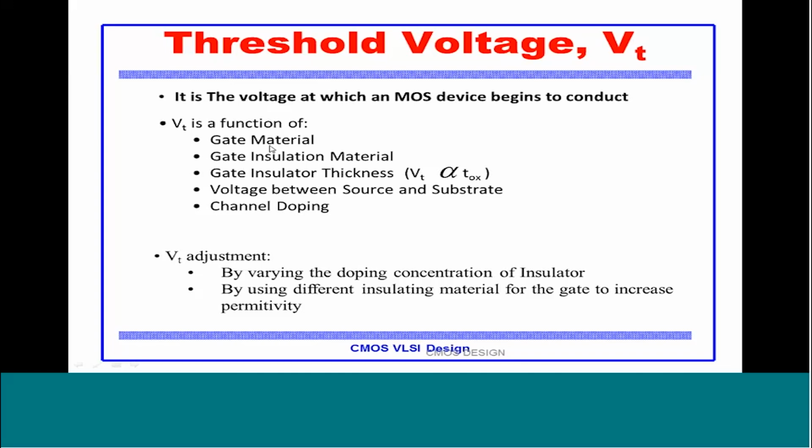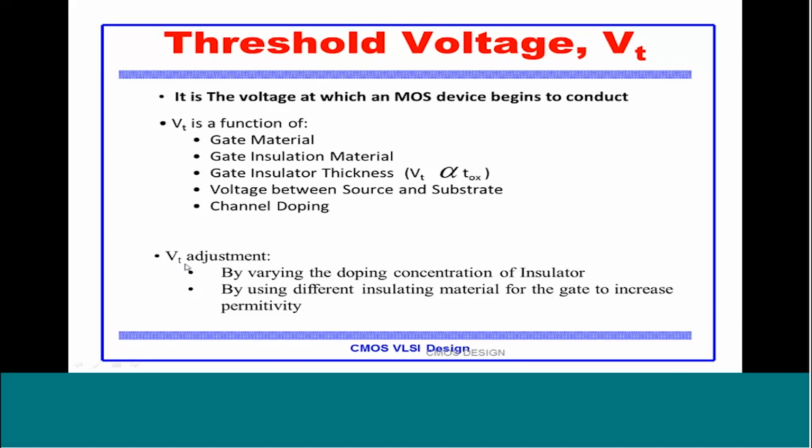What material is the gate made of? Usually it's polysilicon nowadays. What is the gate insulation material? The most popular is silicon dioxide. What is the gate insulator thickness? What is the voltage between source and substrate? Till now we have been assuming the source and substrate values to be 0. For calculation of the ideal IV characteristic equations, we assume the voltage at source to be 0 and the voltage at substrate to be 0 as well. VT is a function of the voltage difference between source and substrate. We'll see how it affects in later slides. And channel doping.